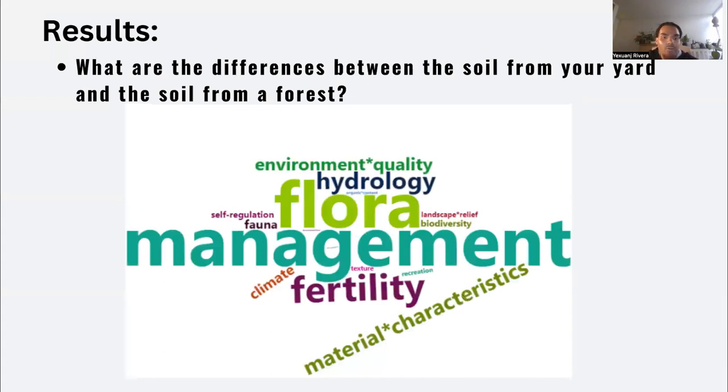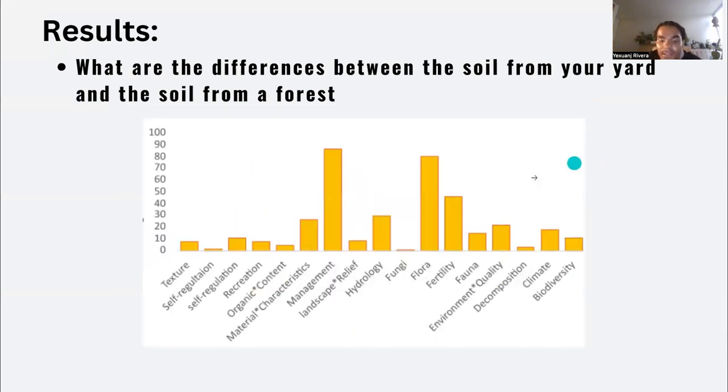The second question was, what are the differences between the soils from your yard and the soil from a forest? Now, the biggest answer was management and flora. So when we look at the graph, we see that most people answered management. Approximately 87 people answered that management was the biggest difference.